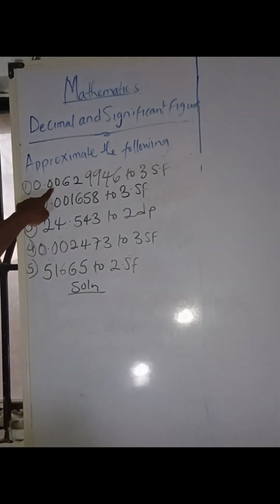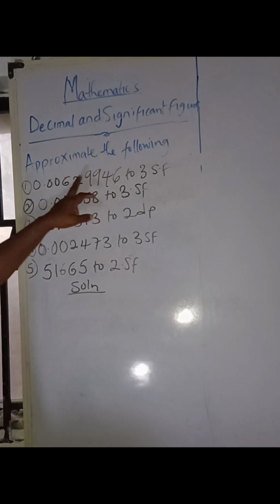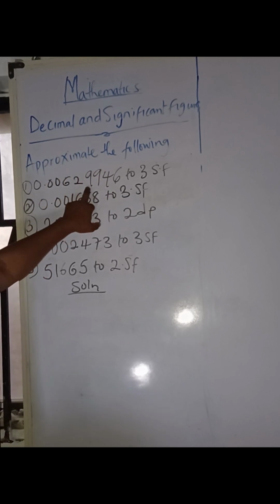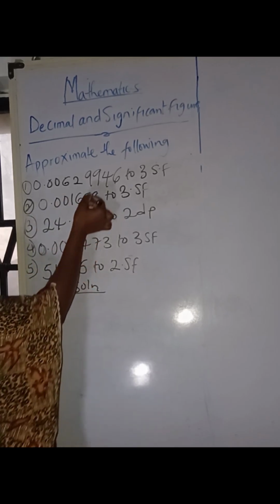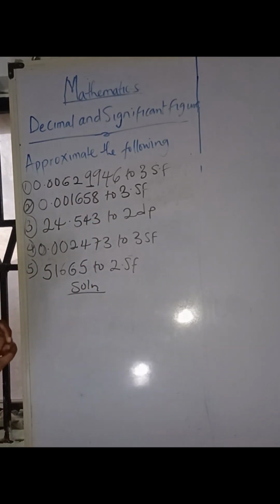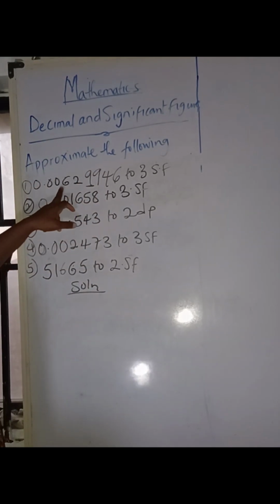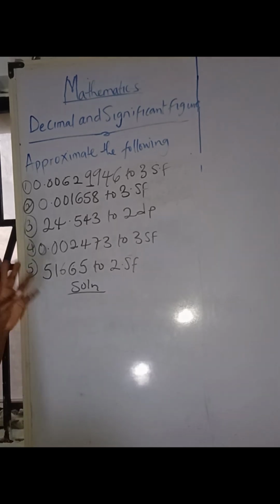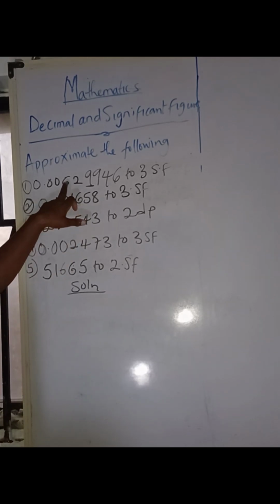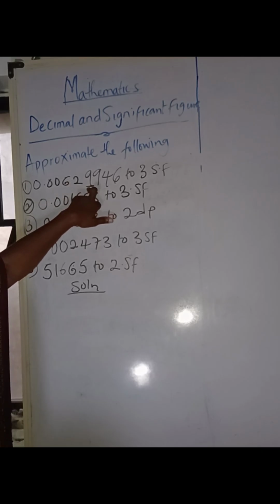So 0.00 like this. The first significant number is 6. And they asked us to approximate to 3 significant numbers. So we are starting our counting from 6. So we count 1, 2, 3. So this is where we are working on. Our work starts from this 9. So this is where number 3 stops. If it's to be 2 significant, we count 2 values. If it's 1 significant, we count 1 value from the very first significant number. So this one now, we count 3: 1, 2, 3. So this is where we are starting our work from.